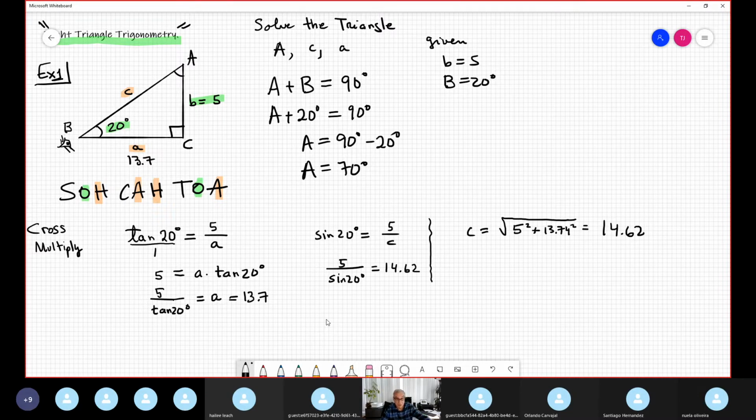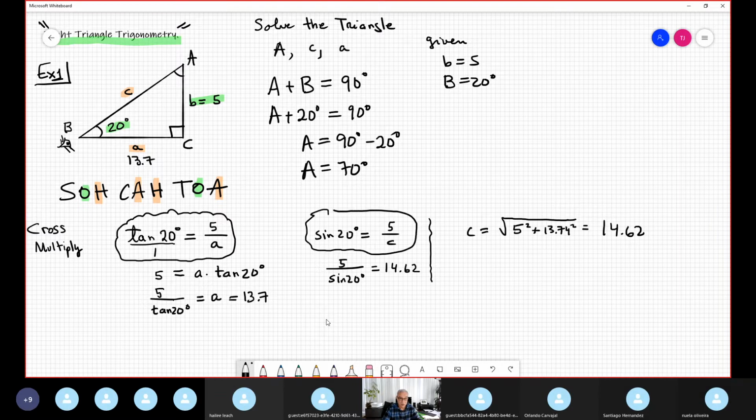But the most important thing for me now is that you understand the problem and you make the good selection of what trigonometric function I need to use in this case. Remember SOHCAHTOA. What information is given? The angle is given, and the side given is the opposite. I highlight in green color, opposite. What is my goal? My goal is the hypotenuse and the adjacent. I put those in orange color.